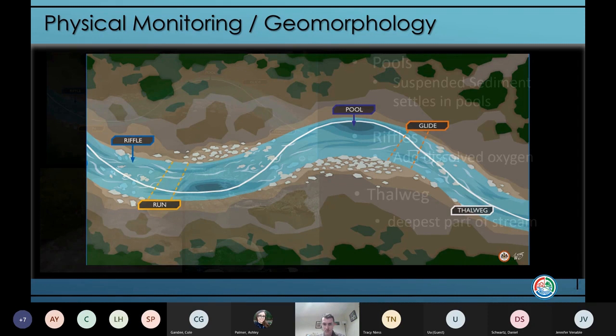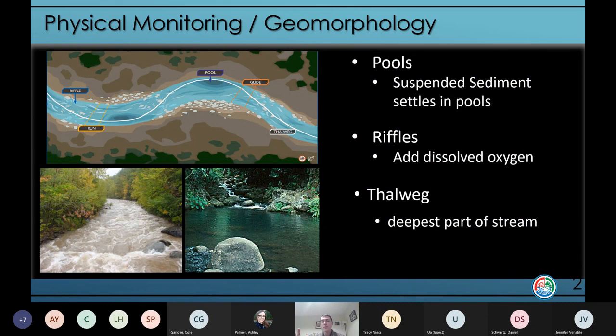So I already kind of went over pools and riffles. Pools are important not only for habitat for fish, but it's also where the water slows down. It loses a lot of its kinetic energy, and all the sediment or things that might be in that water as it holds that kinetic energy get dropped. So sediments and salts and things like that will settle towards the bottom in those pools.